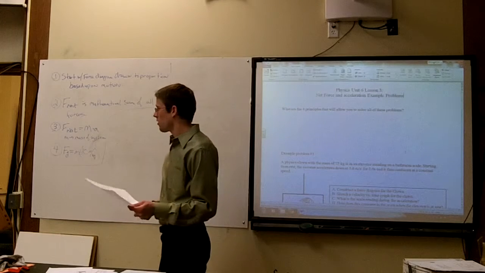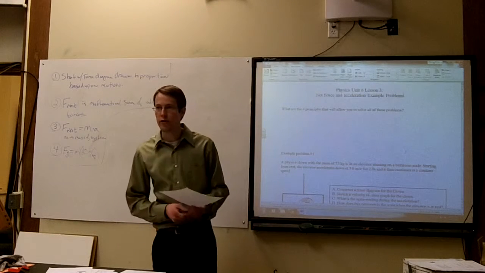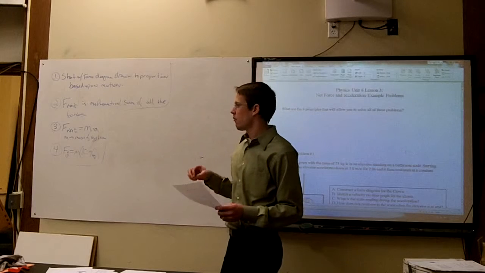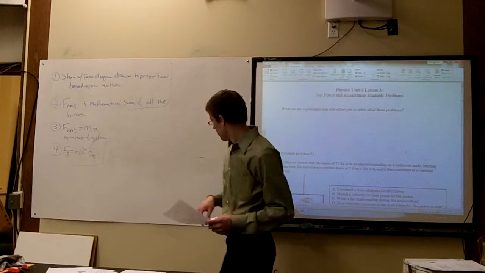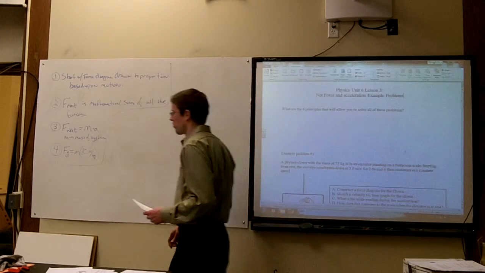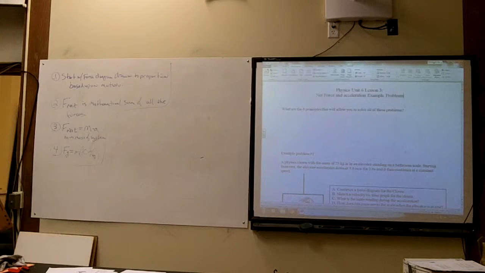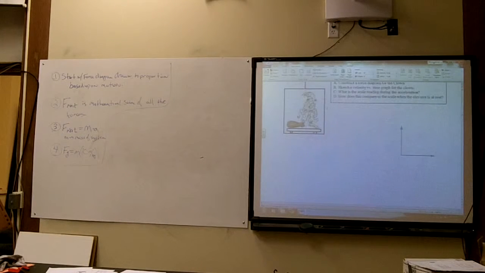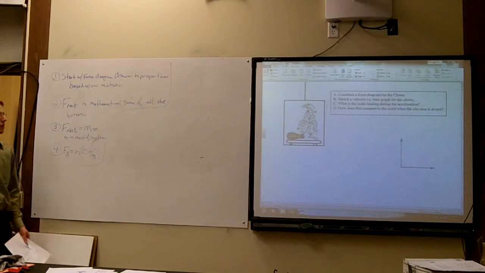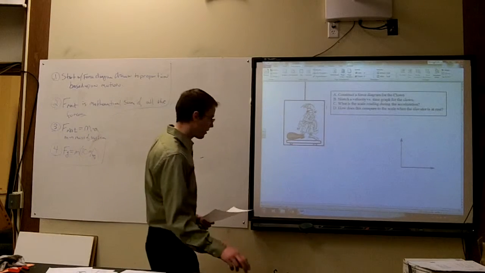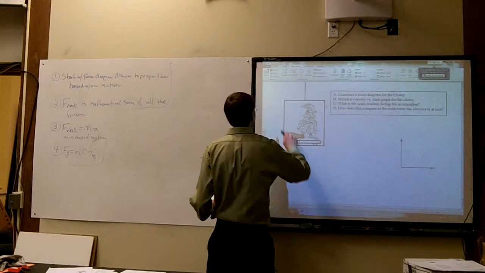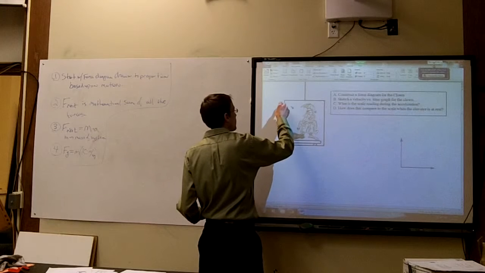We'll go ahead and draw a force diagram for this clown, and then we'll do our knowns and unknowns. So let me scroll this up. This elevator is going to start off slow.